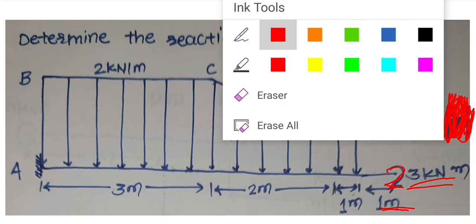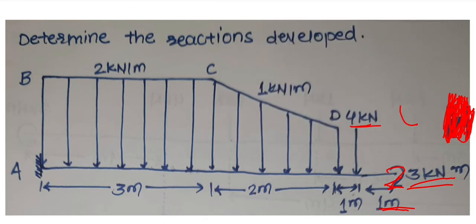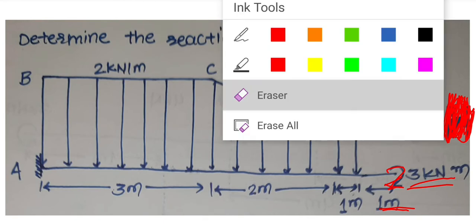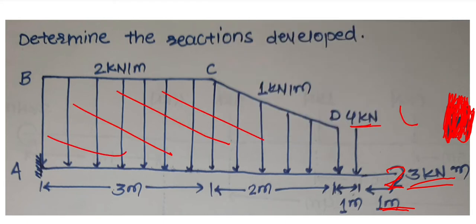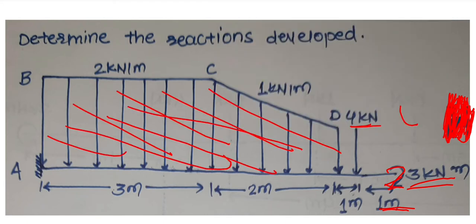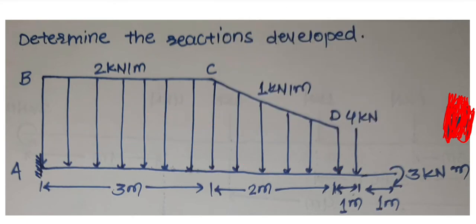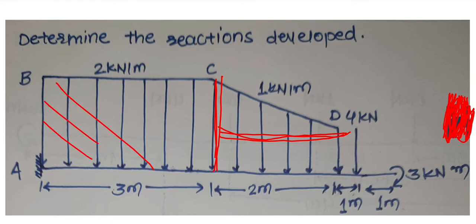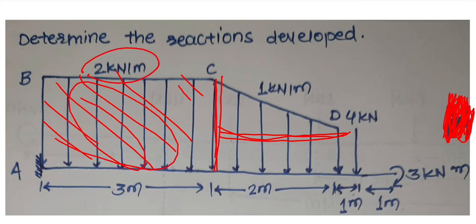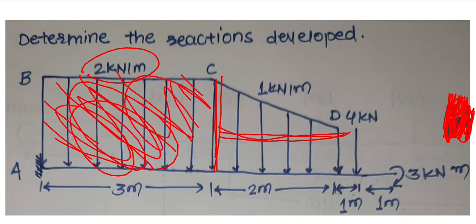So first of all, to solve this problem, we need to do something about this load. We need to divide that load. See here, I am dividing this load into 3 compartments. This first part is a uniformly distributed load of 2 kN per meter. We can easily solve for this area.